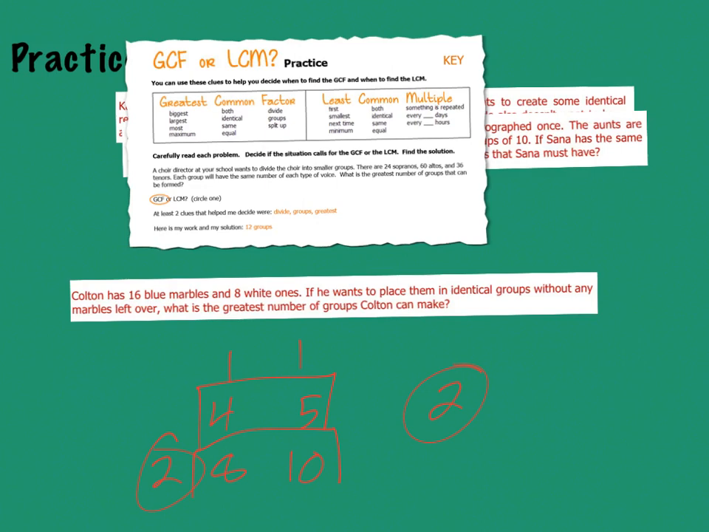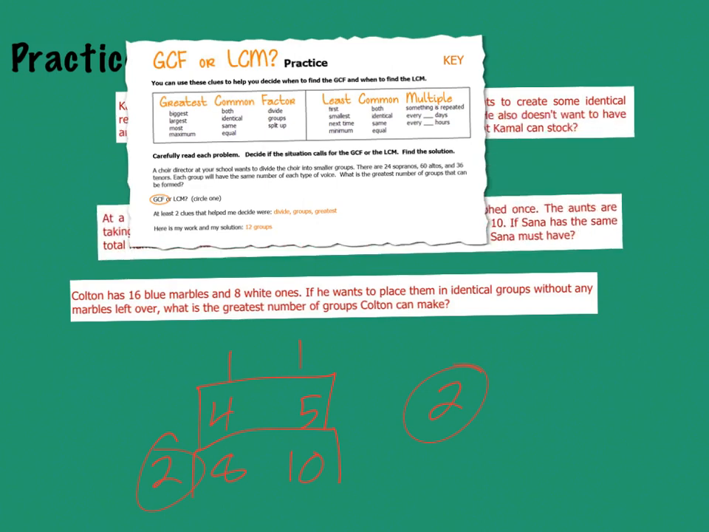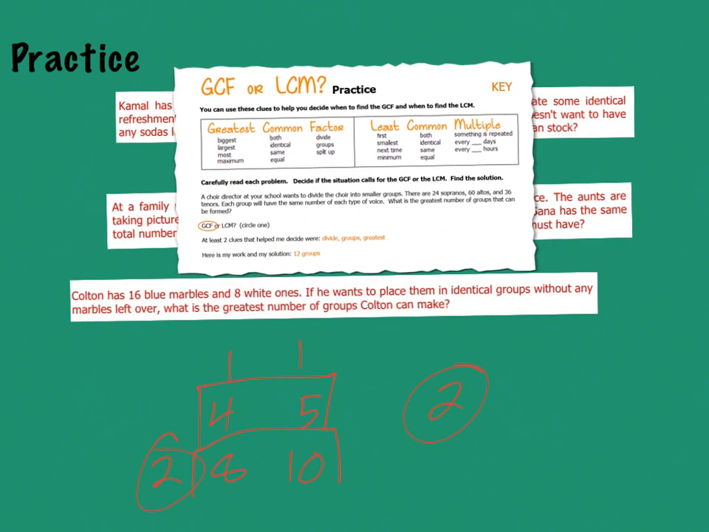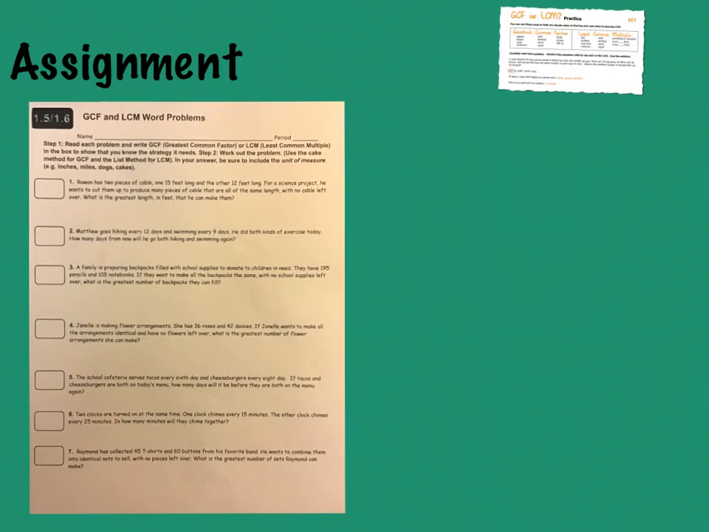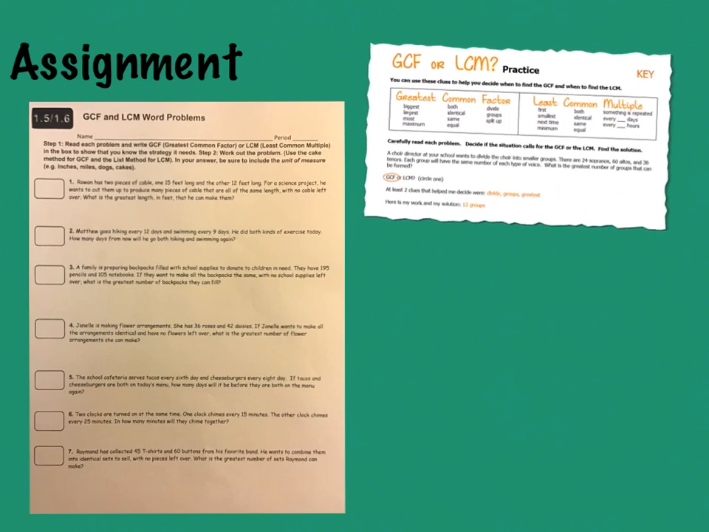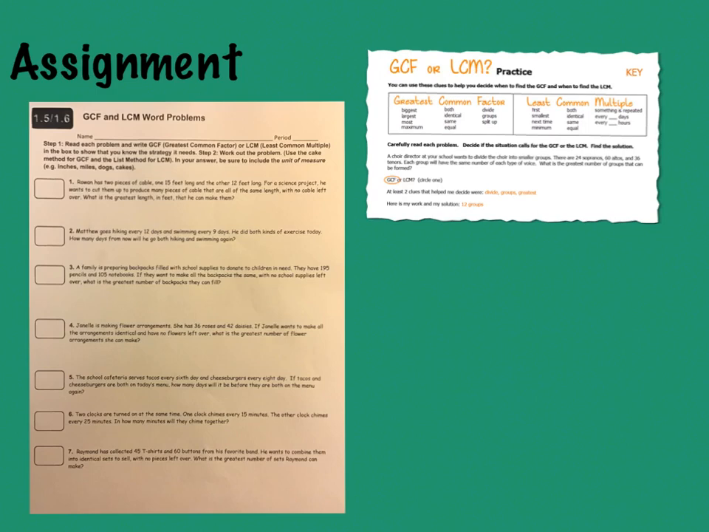So hopefully this little practice has kind of refreshed your memory, helped you out a little bit, and these little words have helped you out too. So let's move on to your assignment. Okay, so this is what your assignment looks like today. And you can see that I brought my little note card with me. Hopefully you have gone to your greatest common factor page in your journal and your lowest common multiple page and written down some of these words to help you to figure that out.